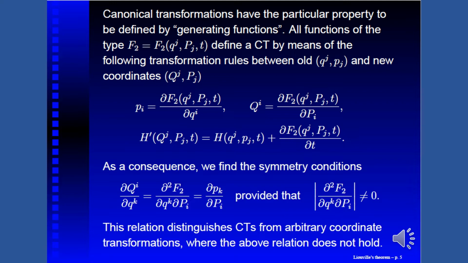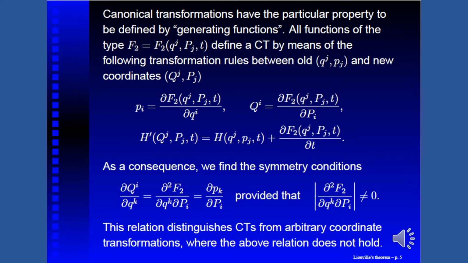Canonical transformations have the particular property of being defined by generating functions. All functions of the type F2 = F2(q_j, P_j, t) define a canonical transformation by means of the following transformation rules between the old q_j, p_j and the new coordinates capital Q_j, capital P_j. That is written as p_i equals partial F2(q_j, P_j, t) over partial q_i, then capital Q_i equals partial F2(q_j, P_j, t) over partial P_i.